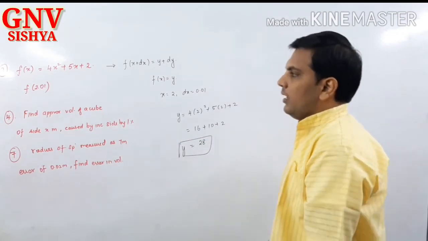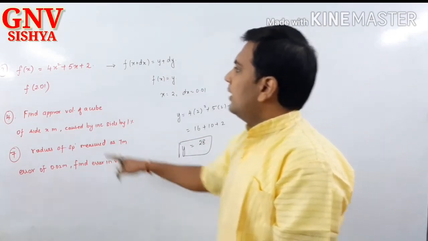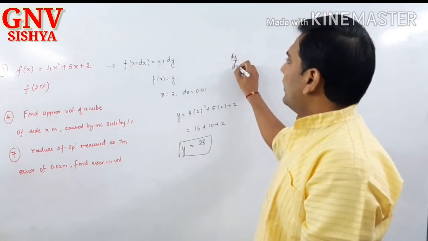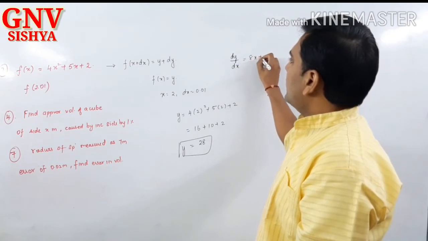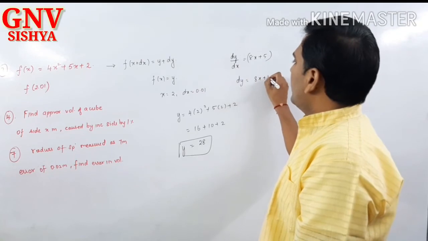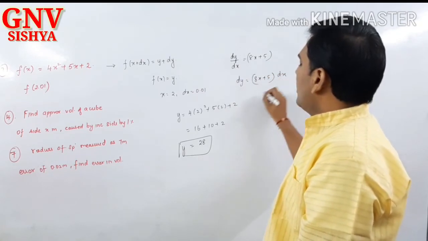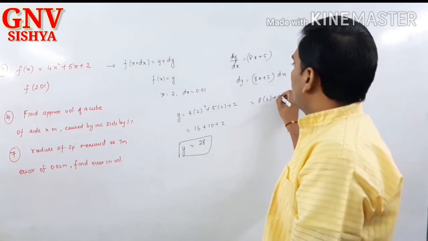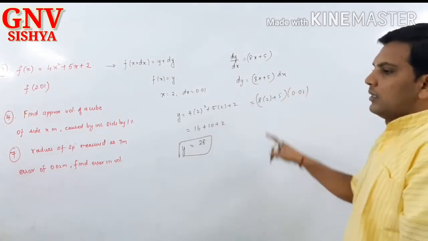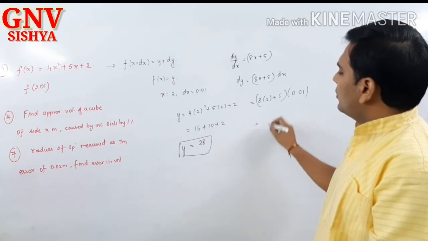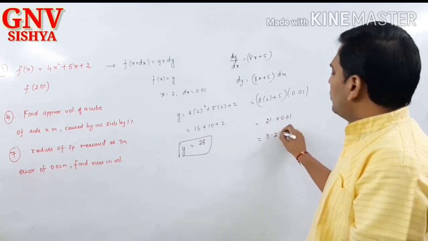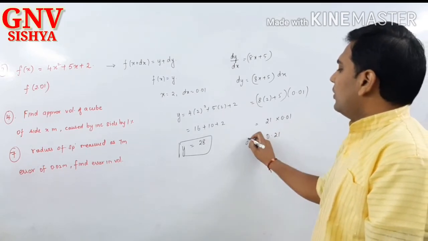Am I correct? Yes. Now let me differentiate this one. This is y, so dy by dx will be equal to 8x plus 5. So dy will be equal to 8x plus 5 into dx. Am I correct? Now what is the x value? x value is 2. What is the dx value? dx value is 0.01. 16 plus 5 will be equal to 21, into 0.01, so it becomes 0.21. So this is your dy.